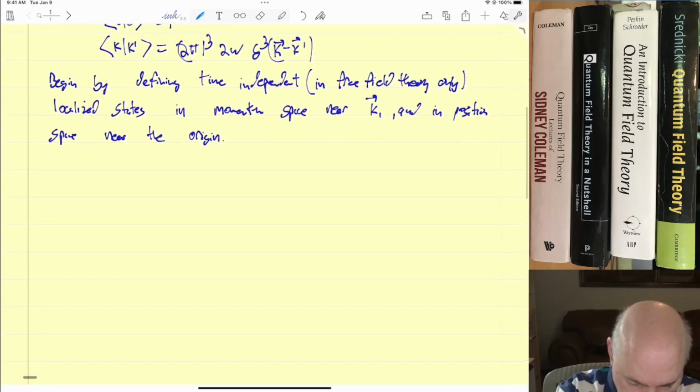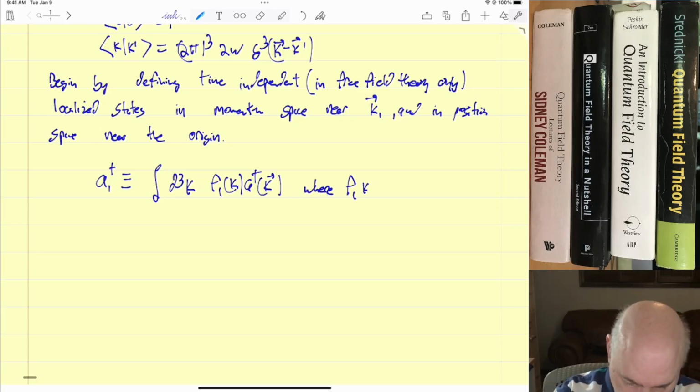So he defines a1 dagger, and the 1 refers to the k1. It's defined to be the integral of d3k f1(k) a dagger(k). So we're integrating, we're smoothing, where f1(k) is sort of like a Gaussian in momentum space. But this is what the 1 refers to, this k1.